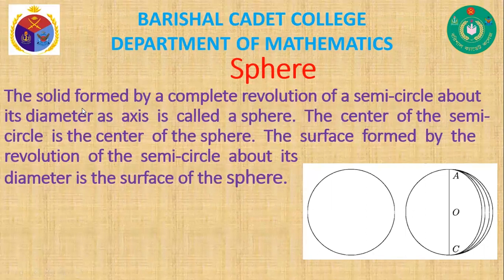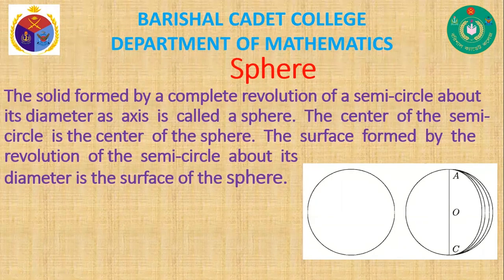I am repeating again, the solid formed by the complete revolution of a semicircle. This one is a semicircle. This one is also a semicircle. This one is also another semicircle. That is, by the revolution of this semicircle about its diameter. Here AOC is the diameter, as the axis, is called a sphere.